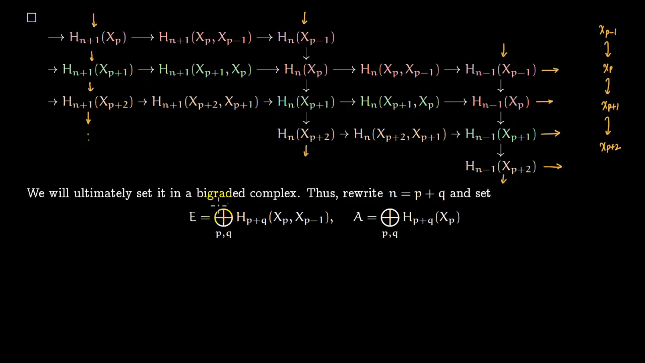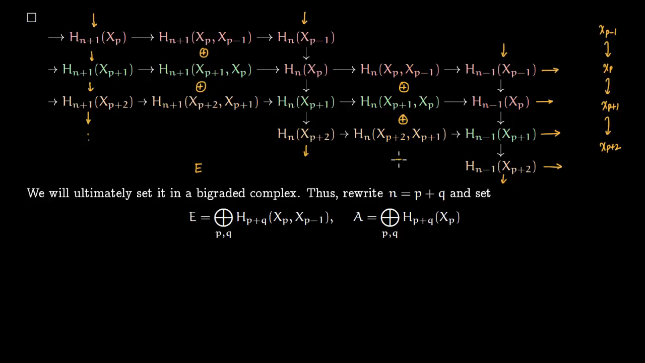Ultimately we will set this diagram in a bigraded complex, because this will give us the start of our spectral sequence. To do that we have to have bigrading. So instead of n you write it as p+q. p and q will give you the bigrading, telling where to put this in a particular row or column of our page. Then we set E as the direct sum over all p and q for columns. So all these columns form E. This entire thing is E.